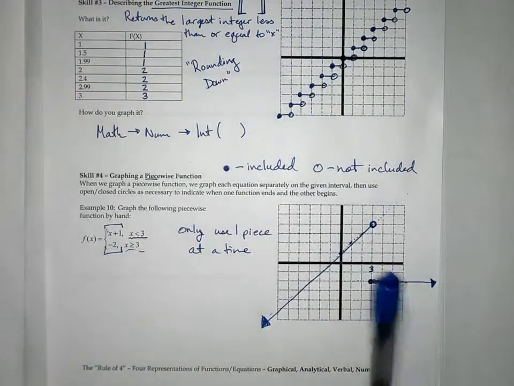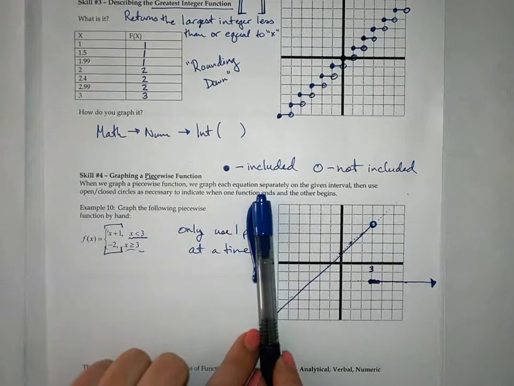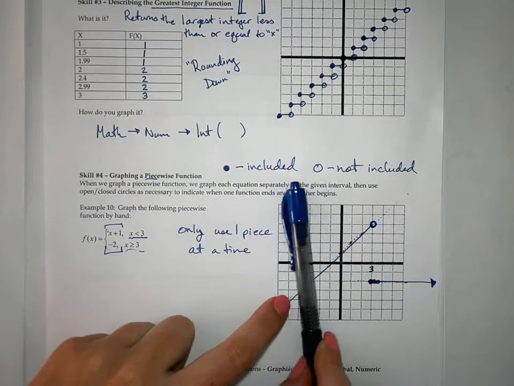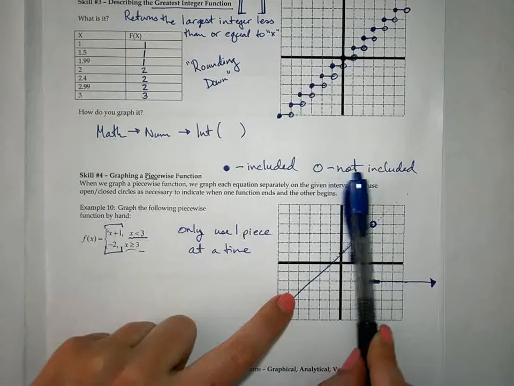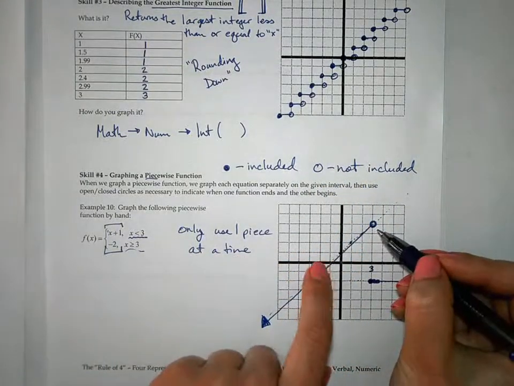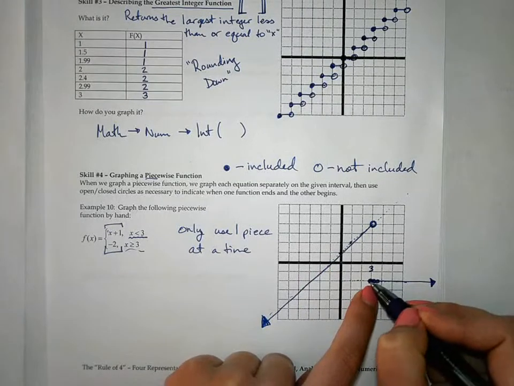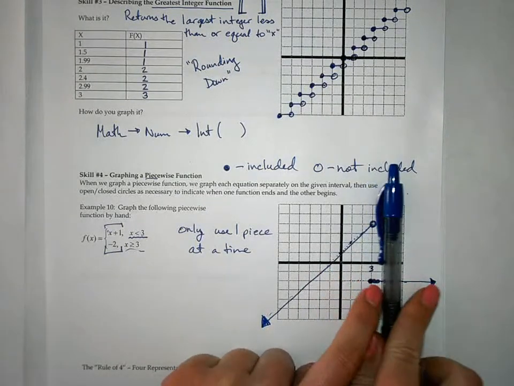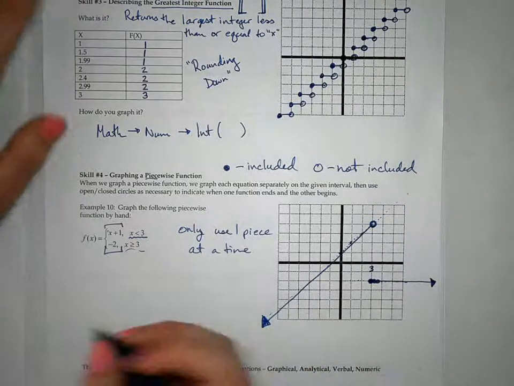So again, with this vertical line test, I'm only touching one function at a time. Even as soon as I hit 3, there's an open circle here at 3, so I'm not using this top function. And there's a closed circle here, I'm only using the bottom function. And then again, I'm still only using one function at a time.